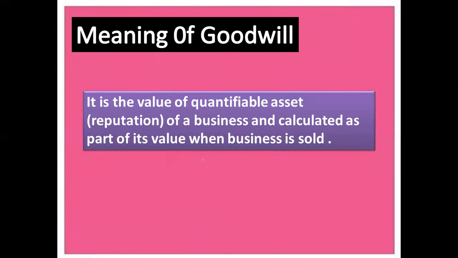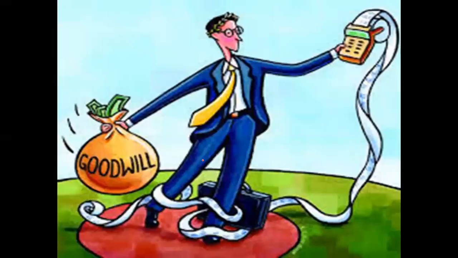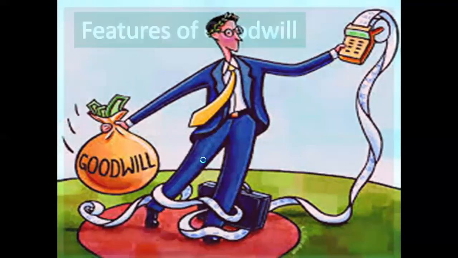Fictitious assets are those assets which cannot be converted into cash. But goodwill is something which can be converted into cash. It is an intangible asset but not a fictitious asset. So that's why it is said it is a value of quantifiable asset of the business, and it is calculated as a part of its value when the business is sold. So the one thing is very common: why does every businessman want goodwill? Because it helps any business to earn higher profit as compared to others.